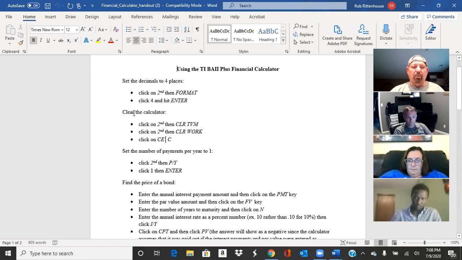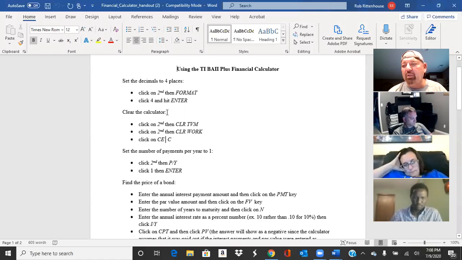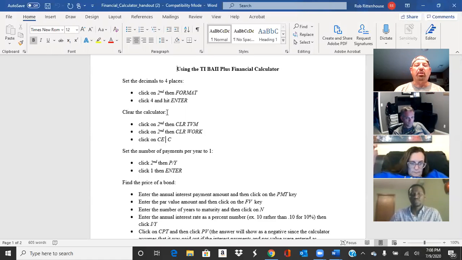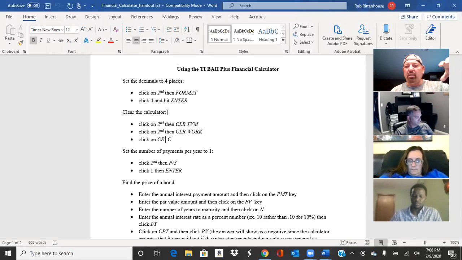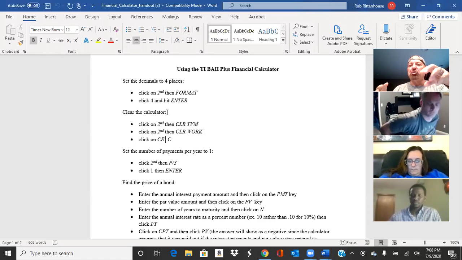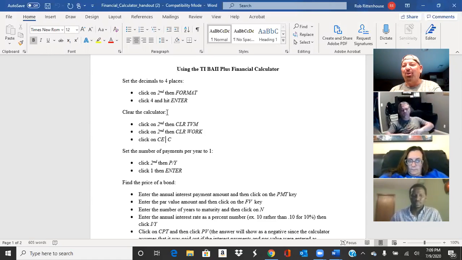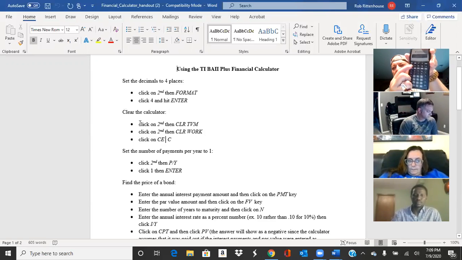Here's another big one: clearing the calculator. What sometimes happens is if you don't clear the calculator after you finish one time value problem, before you start a new time value problem, it will store the numbers from the previous problem in the register of the calculator, and those numbers will combine with the new numbers and can give you inaccurate answers. So I want to make sure you also know how to clear the calculator. Click on second again, right there.